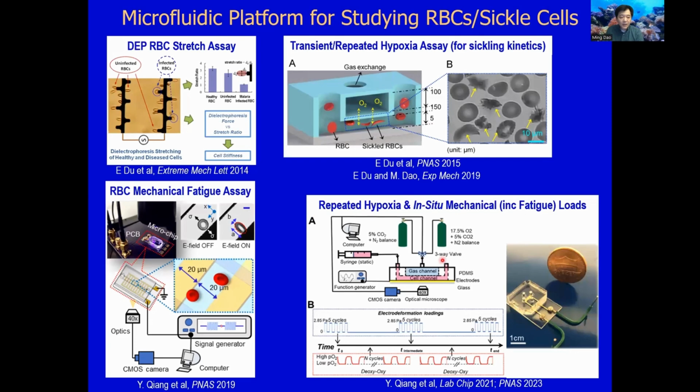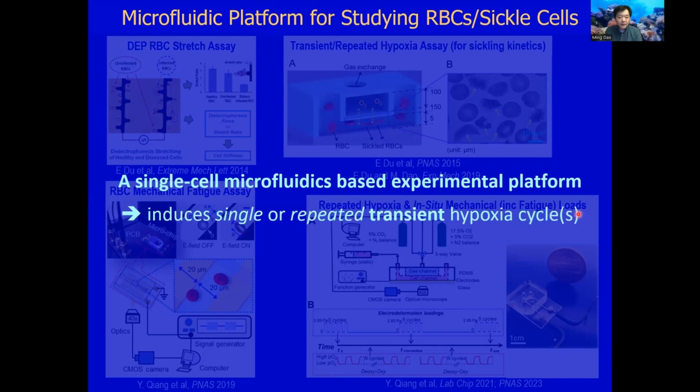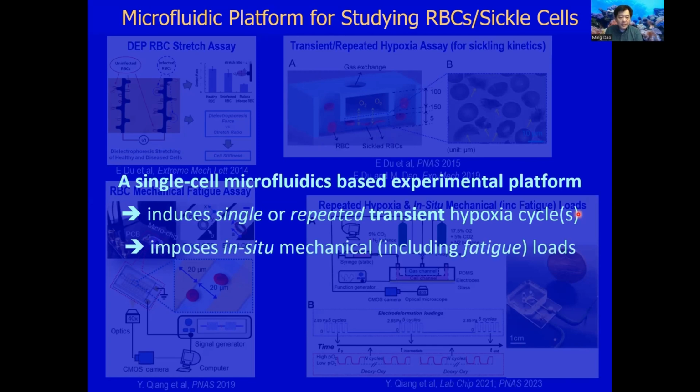So eventually we combine everything together so we can do repeated hypoxia and in situ mechanical loads. And we can also test mechanical properties in situ. So we developed a single cell microfluidic based experimental platform that can induce single or repeated transient hypoxia cycles, can impose in situ mechanical, including fatigue loads, and also test the mechanical properties of red cells in situ.